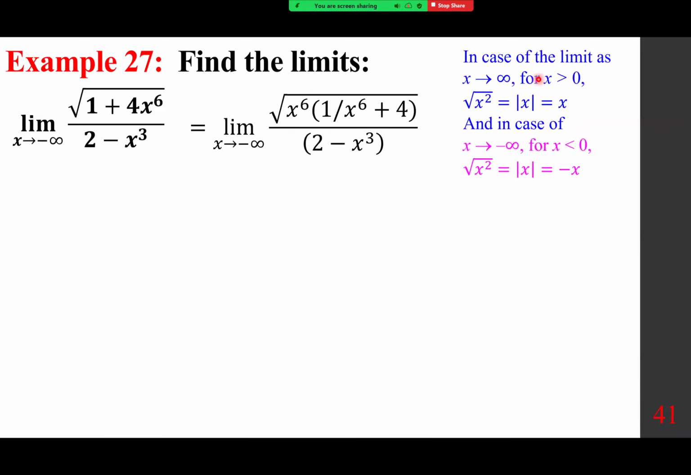In case of a limit as x approaches infinity, in other words, when we say x approaching infinity, for x larger than 0, if you recall, the square root of x squared is the absolute value of x. When x approaches infinity, then it becomes x. You don't need an absolute value. And if it's negative infinity, the absolute value becomes minus x. That's extremely important to know.